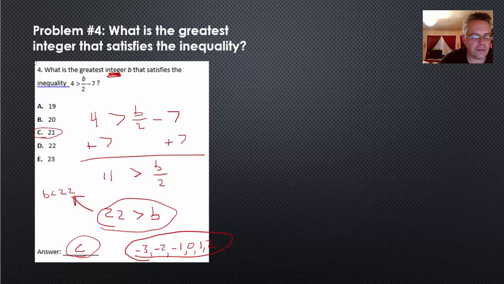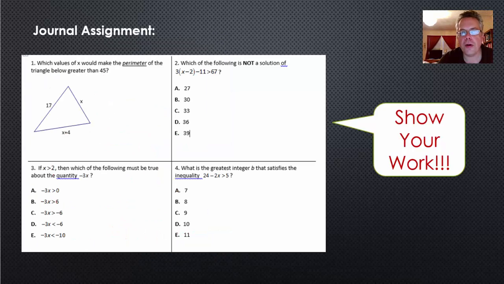All right, it's time for the journal assignment. So here's 4 practice problems. These are very similar to some of the problems on the quiz, so I want you to think about them and practice them before Friday. You might want to pause it, copy these down, and I'll be looking for this in the journal assignment. Just remember that the answer to the first one is an inequality. Which values of x? Well, there are many. So your answer should be an inequality to that one. All right, good luck.